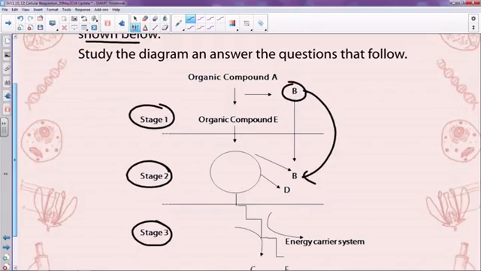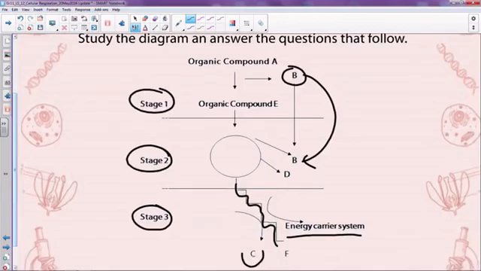And then during stage 2, there are more molecules B being produced, as well as a molecule D, and then further undergoing a series of reactions known as the energy carrier system to finally give you molecules C and F. And essentially, I think this question is going to be based on identifying the stages, identifying what these molecules are. So let's look at the questions.